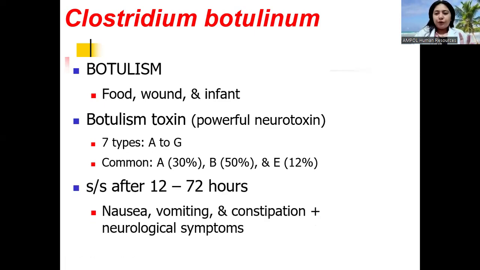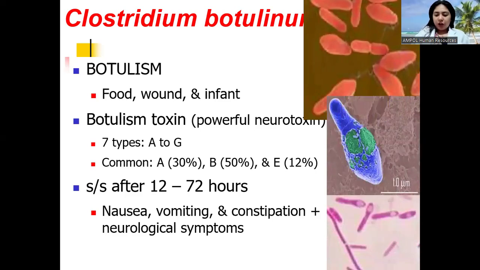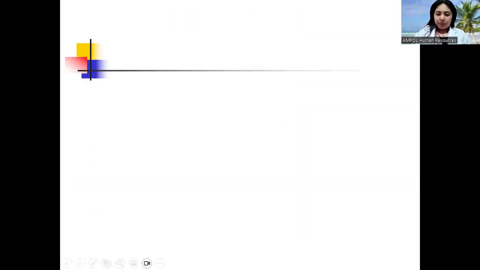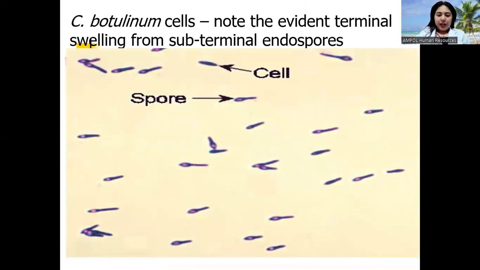Signs and symptoms of patients acquiring this bacteria will be evident after 12 to 72 hours of incubation. It causes nausea, vomiting, and constipation plus neurological symptoms. Now, look at this one, it is not tuckhead. Its spores are just subterminal. It is motile with peritrichous flagella. It produces heat-resistant spores when grown on alkaline glucose gelatin, and heat resistance is diminished at acid pH or high salt concentrations. So, Clostridium botulinum with subterminal, terminal ends. Its spores are swollen.